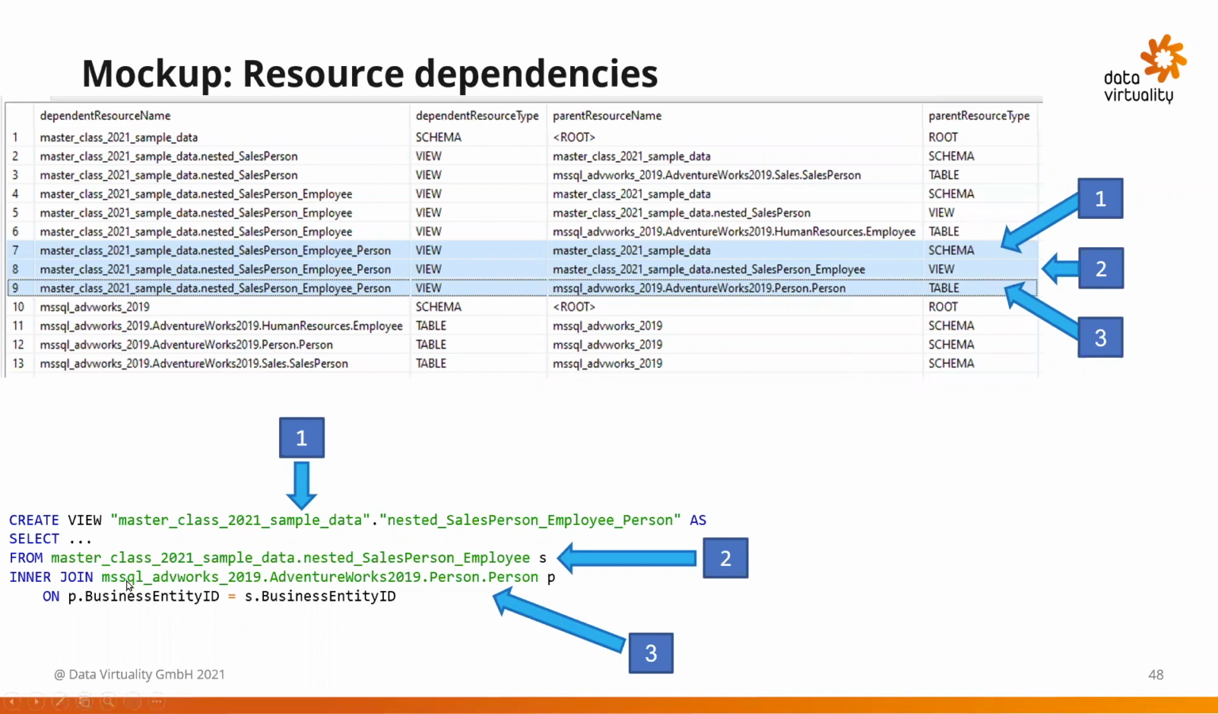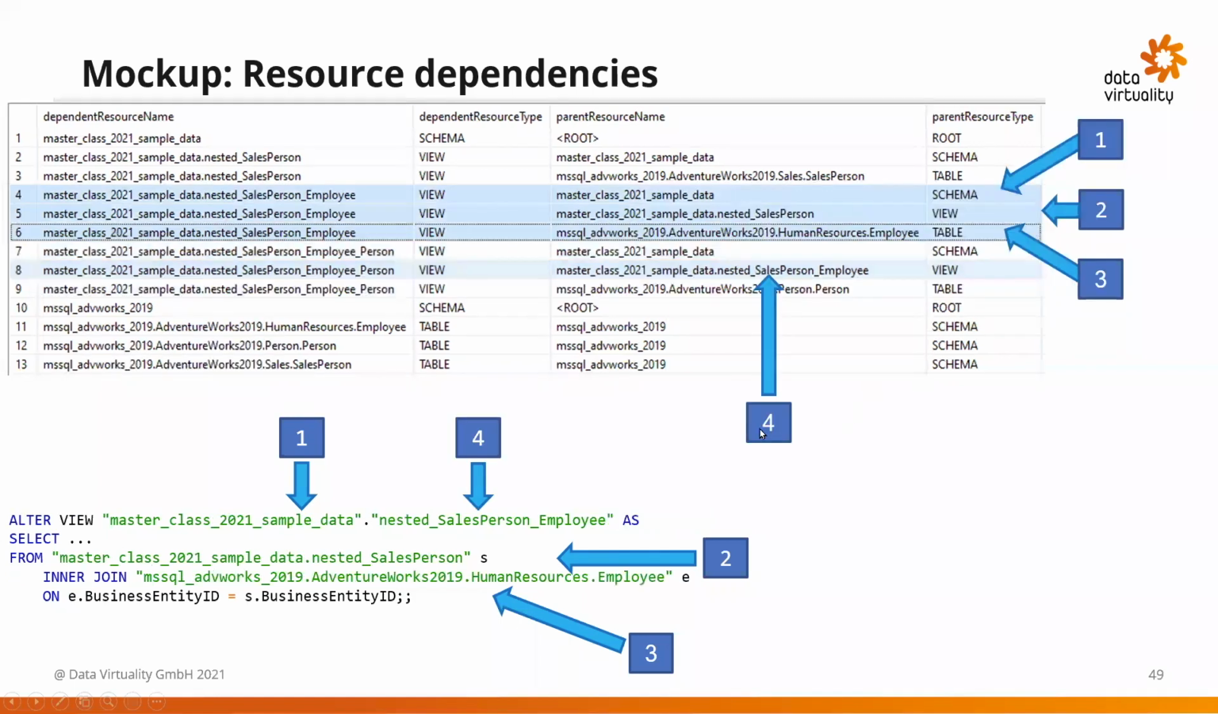So number two, what we're going to look at is the tables or views that make up this view here, right? So number two corresponds to nested salesperson employee, right? Number two here. And number three corresponds to the Microsoft AdventureWorks 2019 schema person and the table person, right? So we can see this table here, and it also tells us what kind of resource type it is.